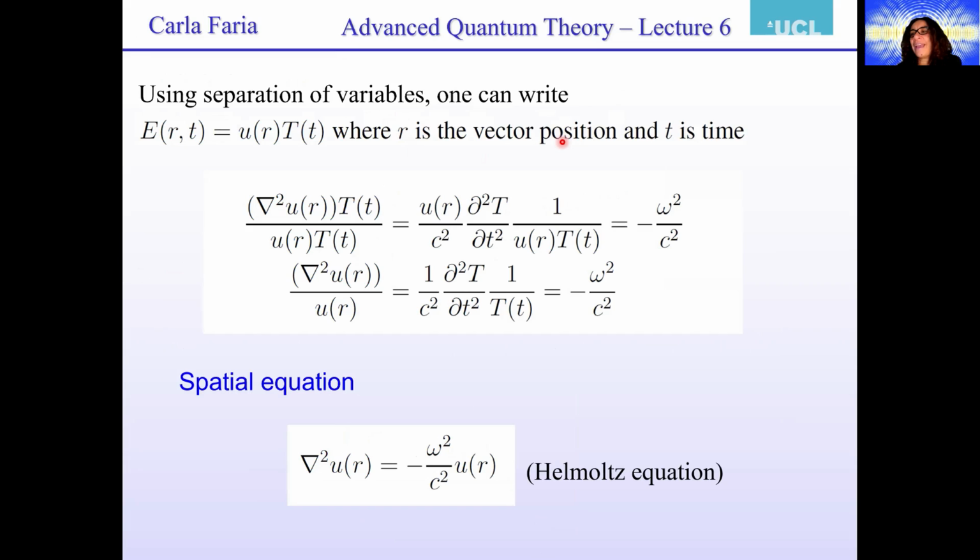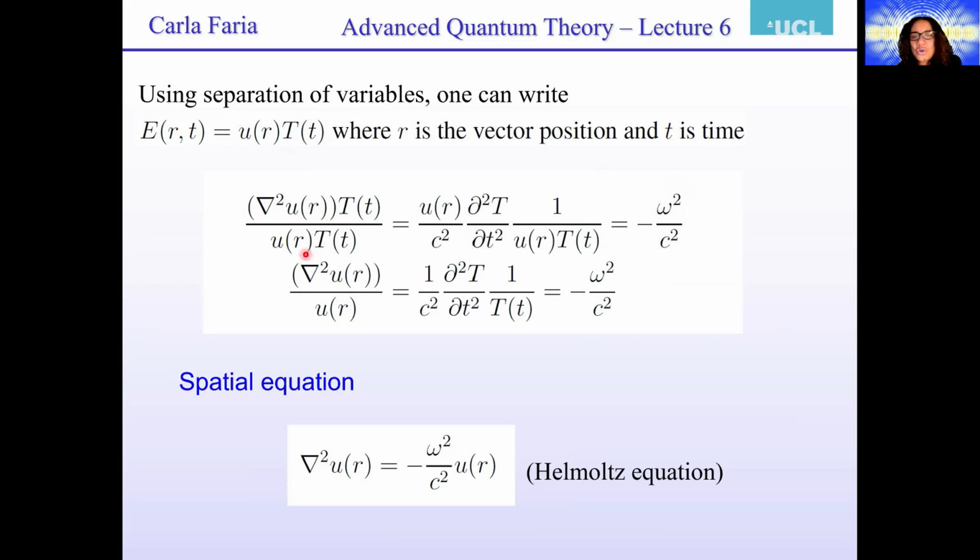We didn't put the vec symbol, but it is what it is. And we have then T is a function of time. So we write E(r,t) as U(r) times T(t). And we have some separation constants, which are these ones. And we solve the whole thing.